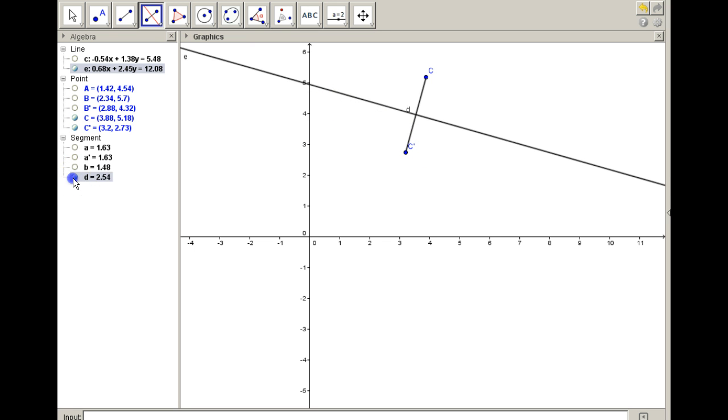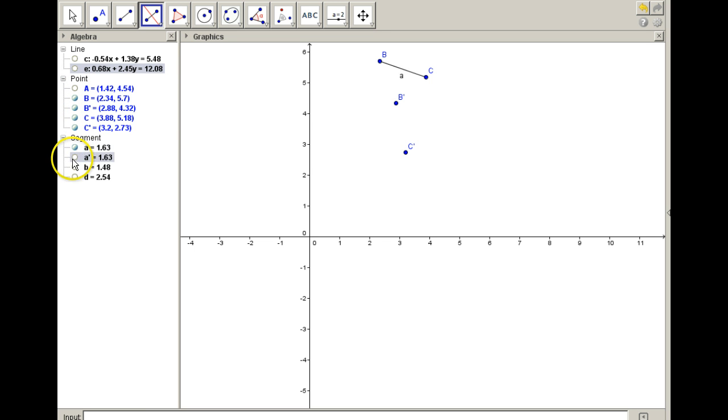Let's go back and look at the original segments that we were given, right? Take that line away. Take that line away. And let's start with the original problem we had. Okay, the original problem was that we had BC and B prime C prime, where's that segment there? And we had to find out where they were rotating from.